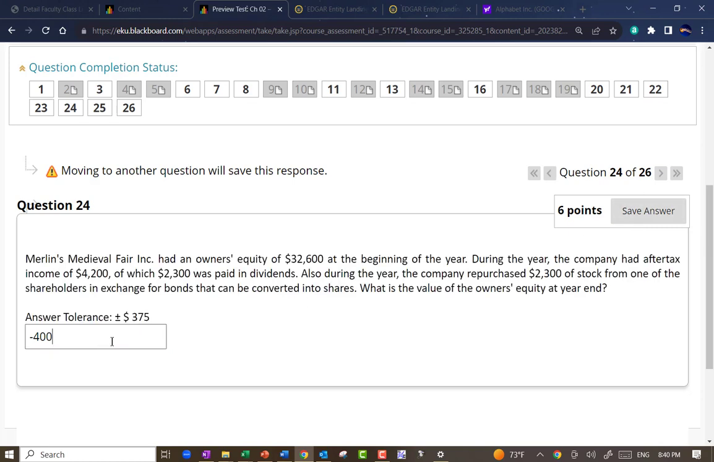I'm sorry, that's the change. It says, what is the value of owner's equity at year end. You're going to add it to the beginning of the year. I'm just going to write it here. Sometimes if you forgot it like that, if it's correct numbers, I'll count you as correct.